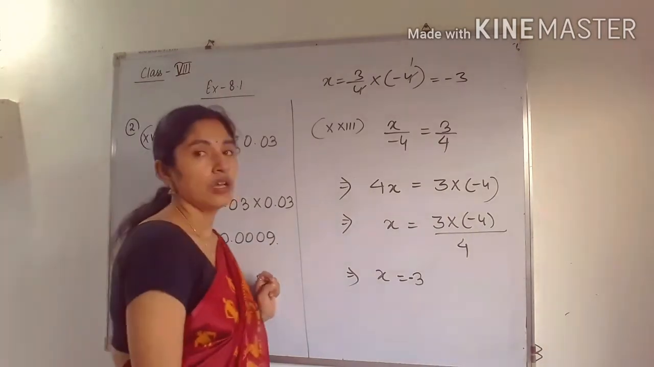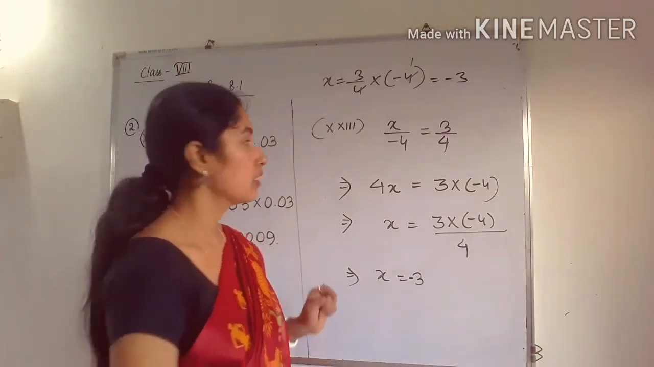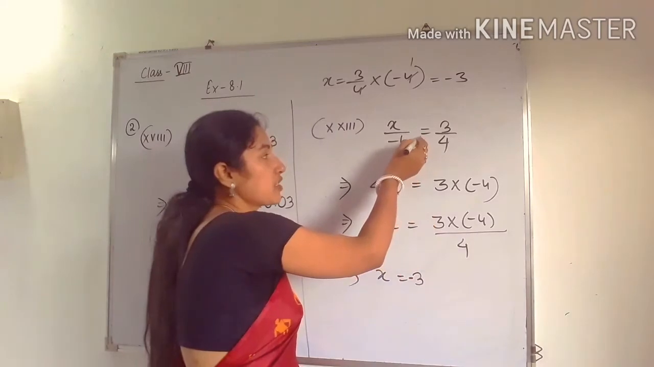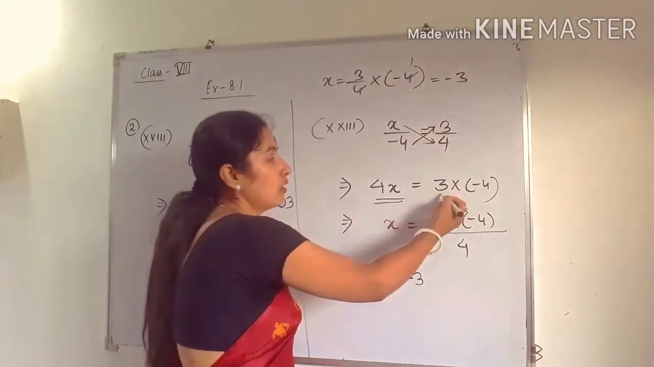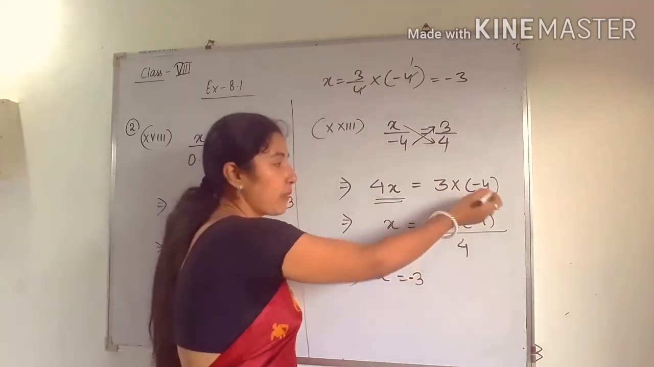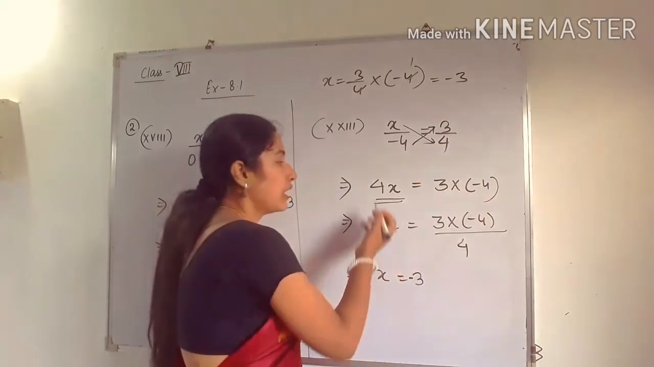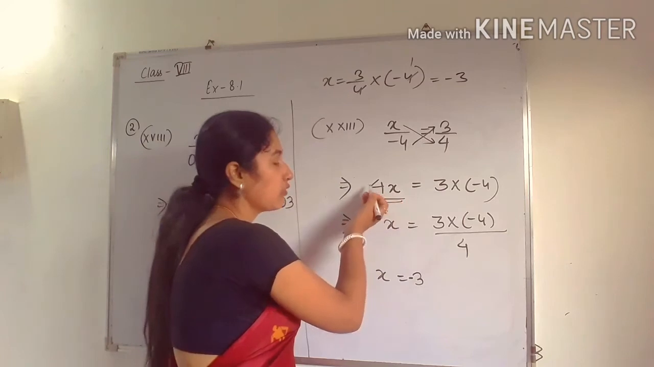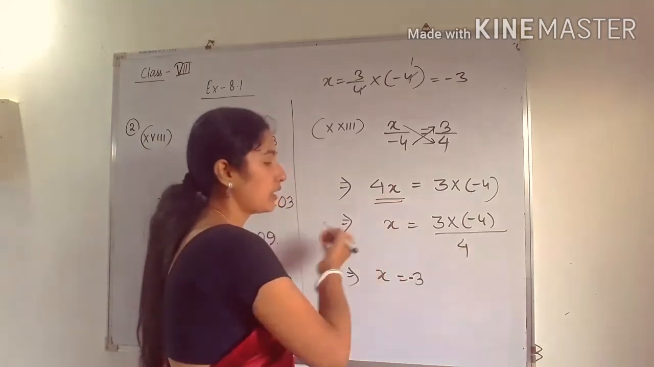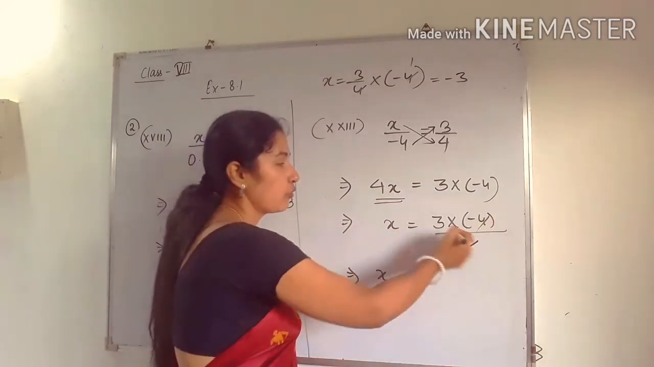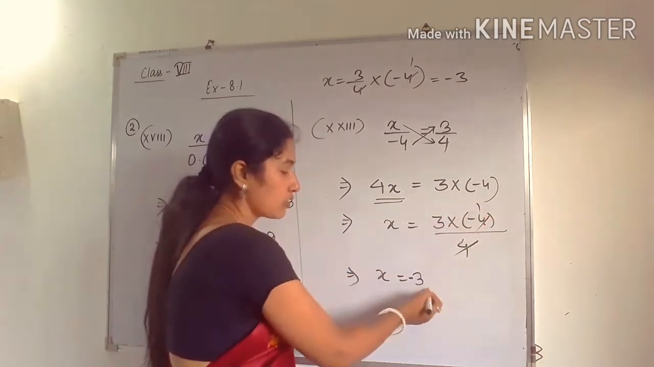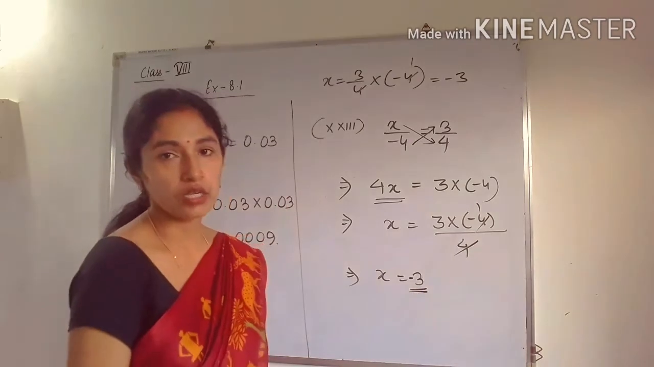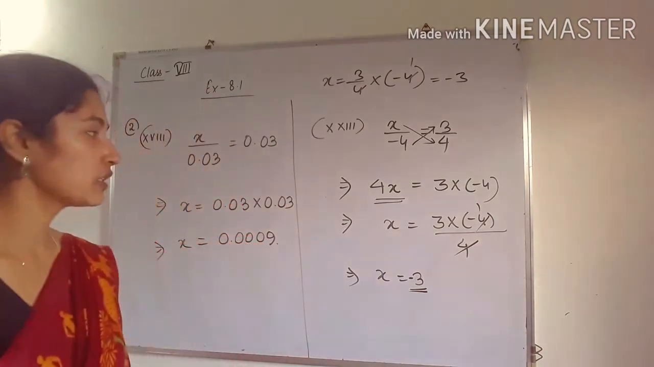And one more method is the cross multiplication method. So x into 4 will be 4x, and 3 into minus 4, you can write minus 12 also. Then 4 is multiplied with x. When we transpose 4 to that side, it will get divided. So here you can cancel 4, 4, you will get 1. So this is minus 1... So 3 into minus 1 will be what? Minus 3. Okay.